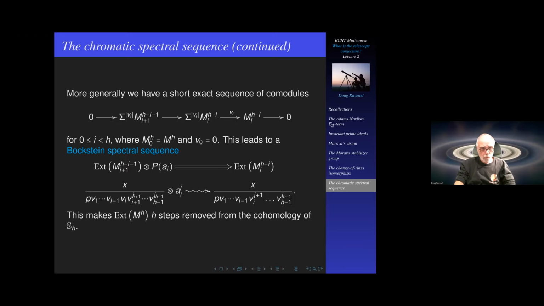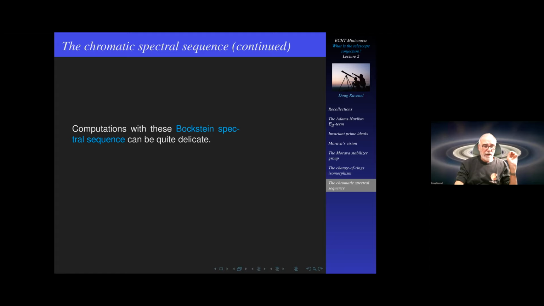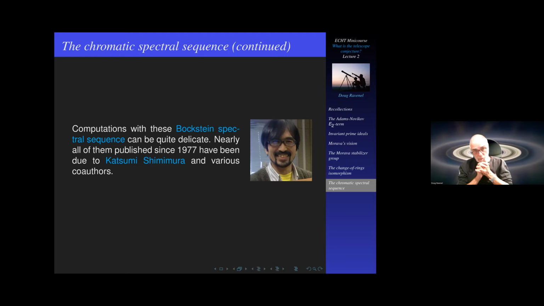Now, I'm going to make one more comment. You've got to deal with all these Bockstein spectral sequences, and computing with them can be quite delicate. Nearly every such computation published since the paper we published in 1977 has been done by Katsumi Shimomura and various co-authors. So that's where I'm going to stop today.